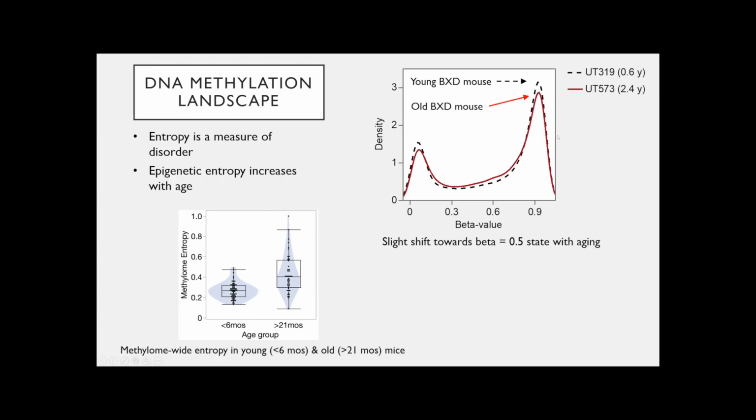This very subtle change in the distribution pattern can be used to compute the overall information content in your DNA, which we call epigenetic entropy. So entropy basically measures the level of disorder that you have. And we and others have shown that this epigenetic entropy increases with aging. And that's true whether you're a mouse or you're a human, and probably whether you're some other mammal. And this is just the epigenetic entropy in the BXD mice that are 6 months old and older, 21 months old.